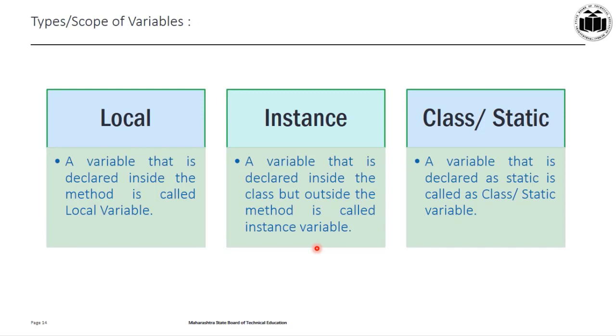Next one is scope of variables, or you can say types of variables. Now what do you mean by scope? Scope of variable is the part of program where the variable is accessible. So there are three scopes: local, instance and class. A variable that is declared inside the method is known as local variable. A variable that is declared inside the class but outside the method is known as instance variable, and the variable that is declared as static is known as static or class variable. So this complete information about scope of variables we will see in unit number 2.